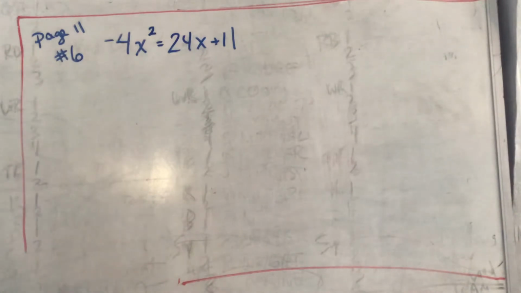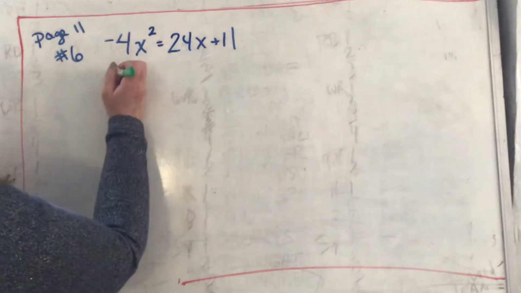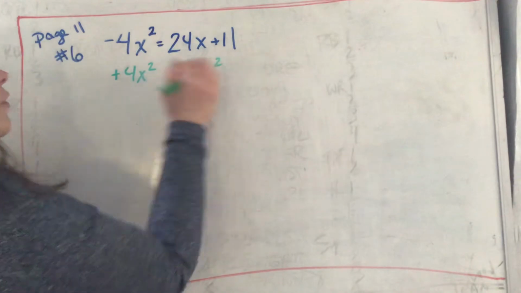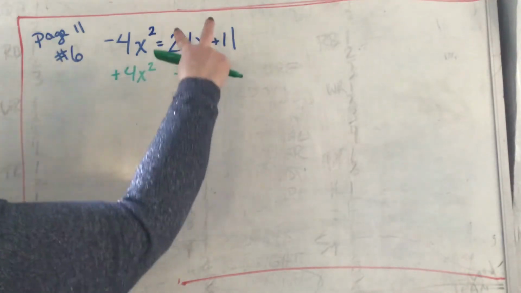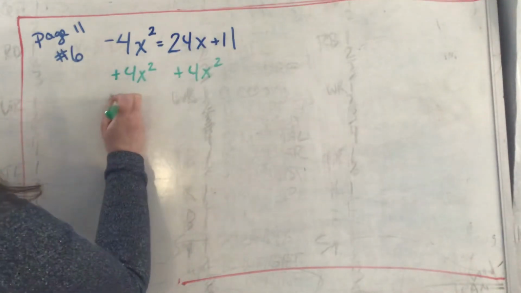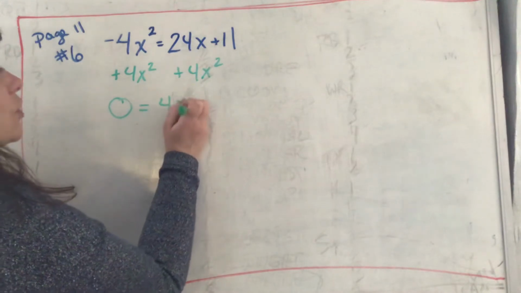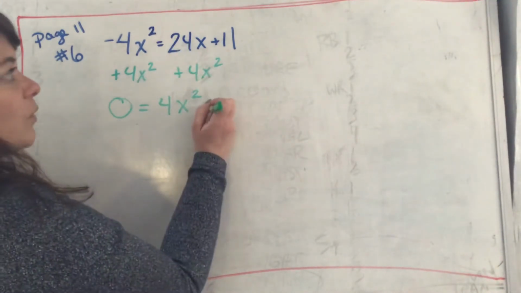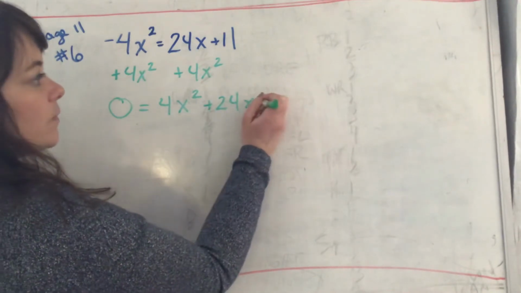So to recap factoring, when we're doing that, we want to get it equal to 0. So I'm going to add 4x squared, and the reason I'm adding the 4x squared to that side instead of moving those two over is because I want to keep the x squared term positive. And then I have plus 24x plus 11.